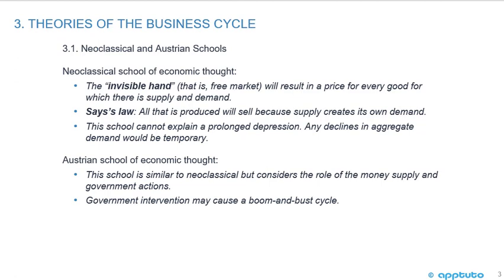When we look at the Austrian school of economic thought, this school is similar to Neoclassical, but considers the role of the money supply and government actions. Government intervention may cause a boom and bust cycle.